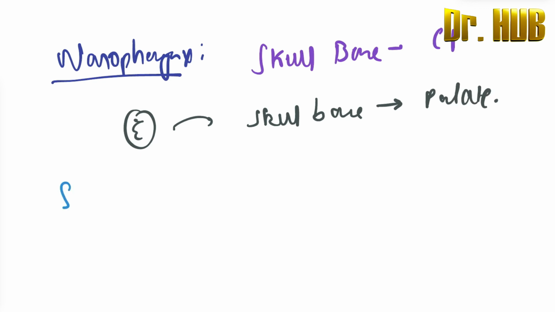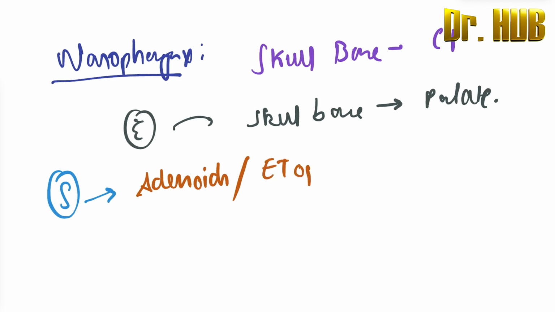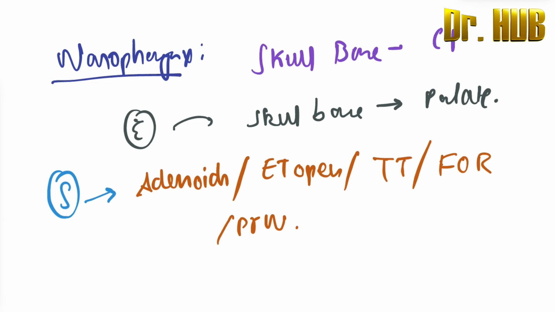Next, what are the structures? Structures, if you see, include the adenoids. So there is presence of adenoids. Then comes the ET opening. So these structures: it has adenoids, it has the ET opening, it has the torus tubarius, then comes the fossa of Rosenmuller, and the posterior pharyngeal wall. So TT here stands for the torus tubarius. So what is the lining epithelium? The lining epithelium will be the pseudostratified ciliated columnar.